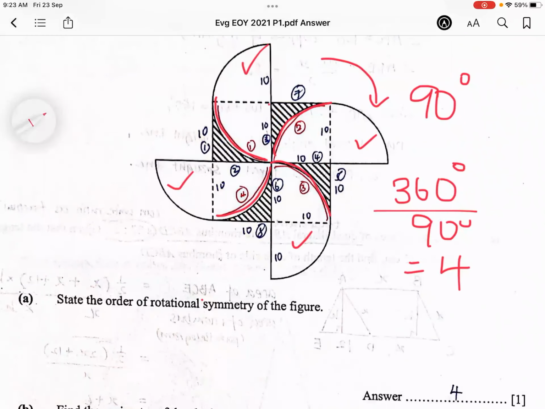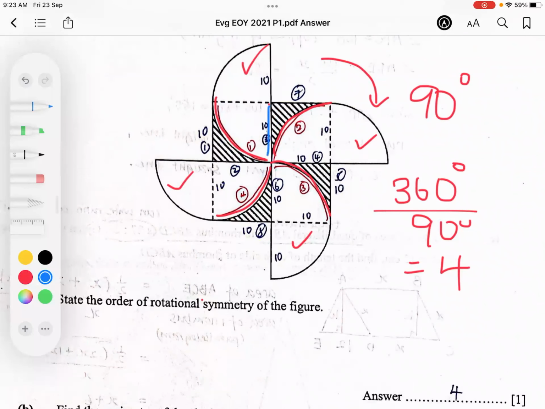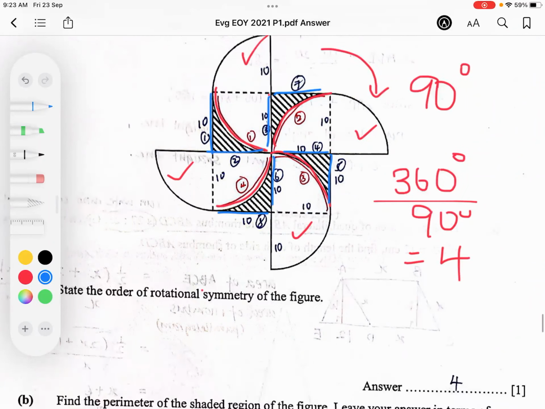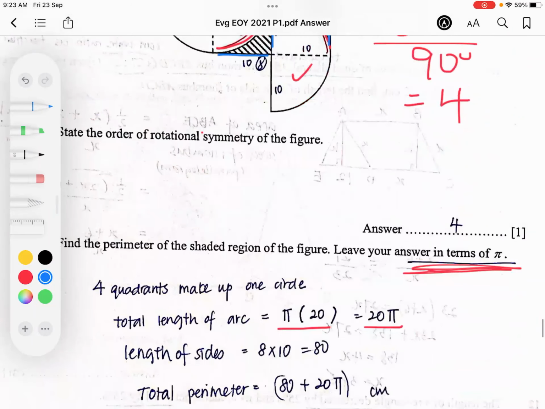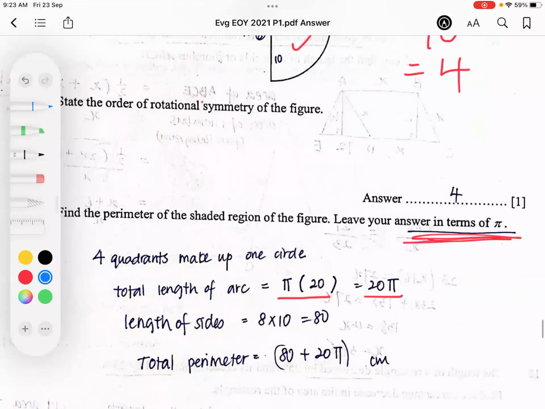Let me use a different color. 1, 2, 3, 4, 5, 6, 7, 8. Each one is 10. So 8 times 10, 80. Add them together. Answer. Is this the last page?